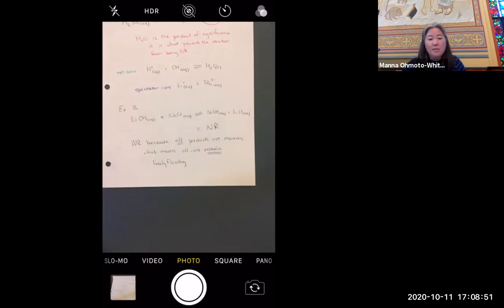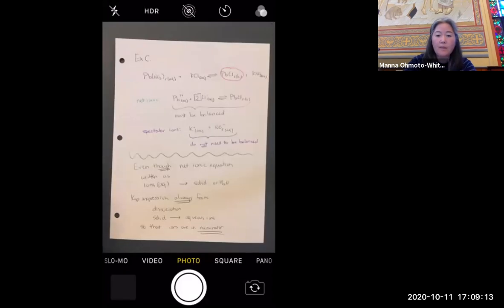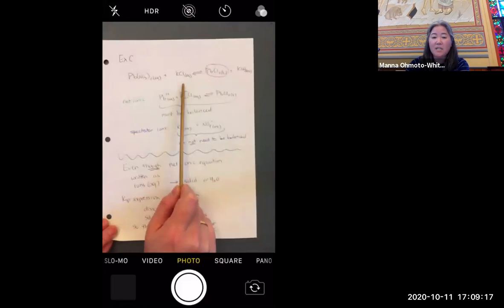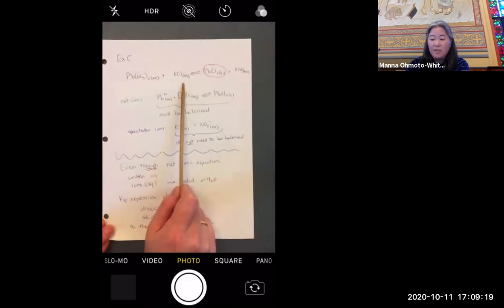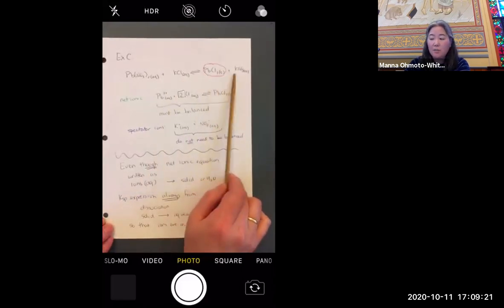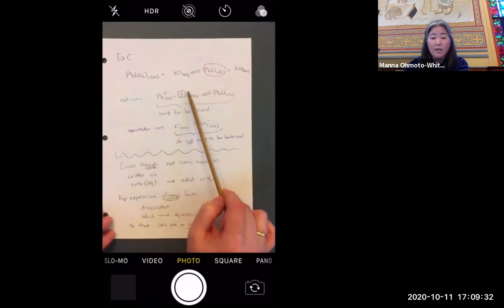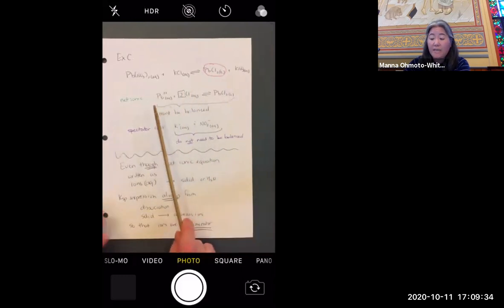And then example C. Lead-2 nitrate, aqueous, plus potassium chloride, aqueous, yields lead-2 chloride solid, plus potassium nitrate, aqueous. This is the solid that forms, so the ions that are of significance that form that solid are the lead ions and the chloride ions. So my net ionic equation would be lead-2 ion, aqueous, plus 2 chloride ions, aqueous, yields lead-2 chloride.